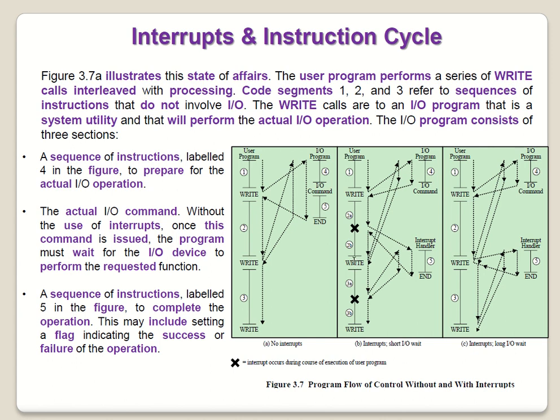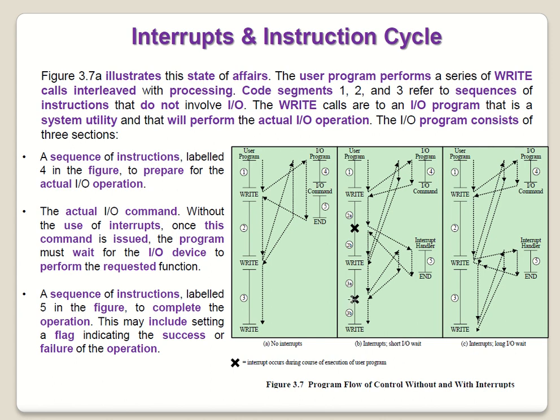So when there is a write instruction, again the same thing happens. So the CPU prepares the actual IO operation, which is segment 4, issues the IO command, comes back and continues the user program. The CPU is not waiting for the printer. Keep it in mind. Okay. So it continues the user program, which is segment 3.